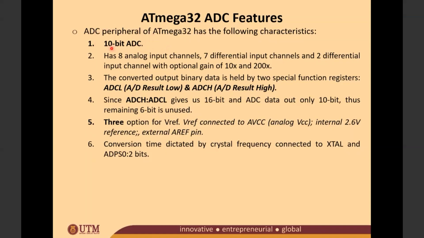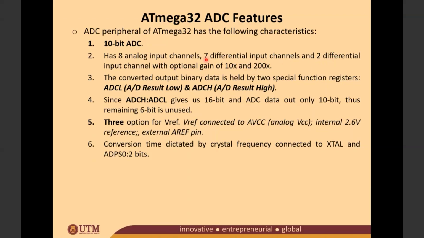So remember, ATmega32 is a 10-bit ADC, so the digital output is also 10 bits. You will have bit 0 to bit 9. And it has 8 analog input channels, a total of 8 analog input channels. These 8 analog input channels will be placed on port A, if not mistaken. Later we will see more details. Is it port A? Yeah, port A. And then, with 7 differential input channels and 2 differential input channels with optional gain of 10 times and 200 times.